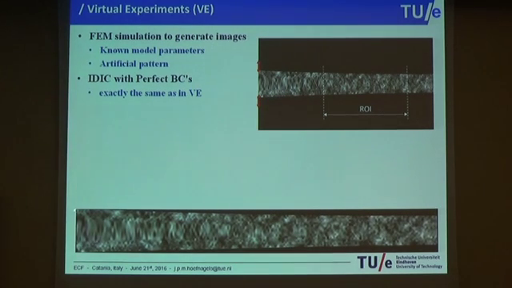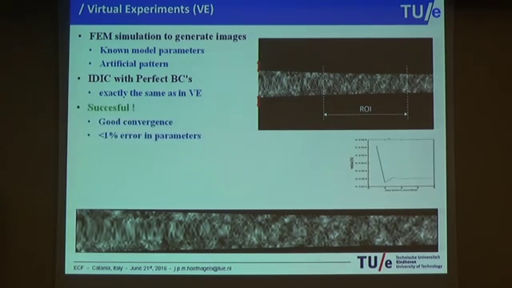The first thing we tried is that we simulated these experimental images, and in our integrated DSC algorithm to extract back out the same material parameters, we applied exactly the same boundary conditions as in the finite element test to create the images. If you do that, then it's successful. Good convergence, much less than 1% error in the parameters. This is working. So again, the technique is working.